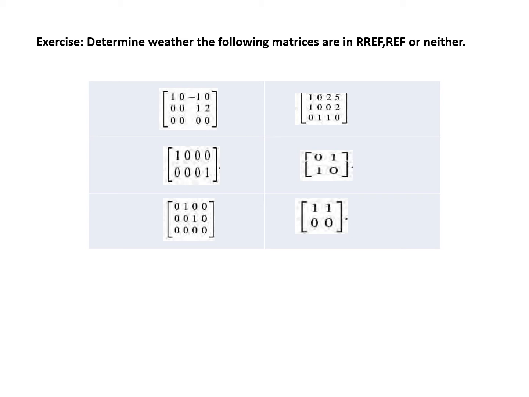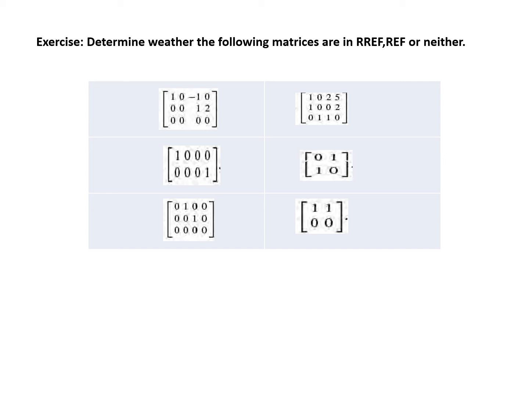You see, in the first column position, the leading one is 1, and below it is 0, nothing else. And on the second row, the leading one is 1 in the fourth position, and above that 1 is also 0. So you may say it is in reduced row echelon form.